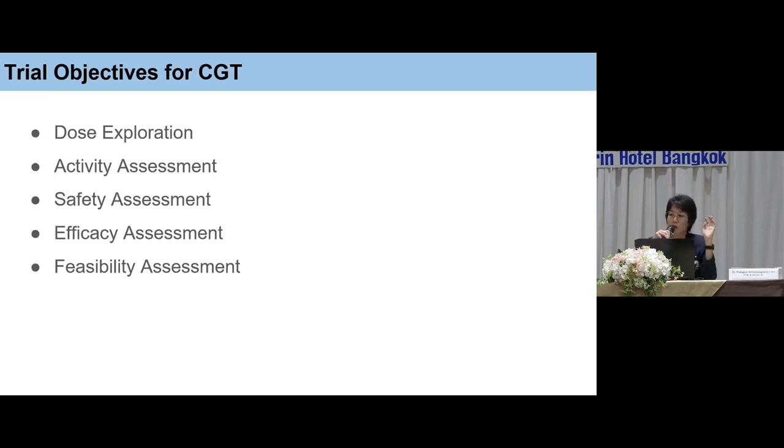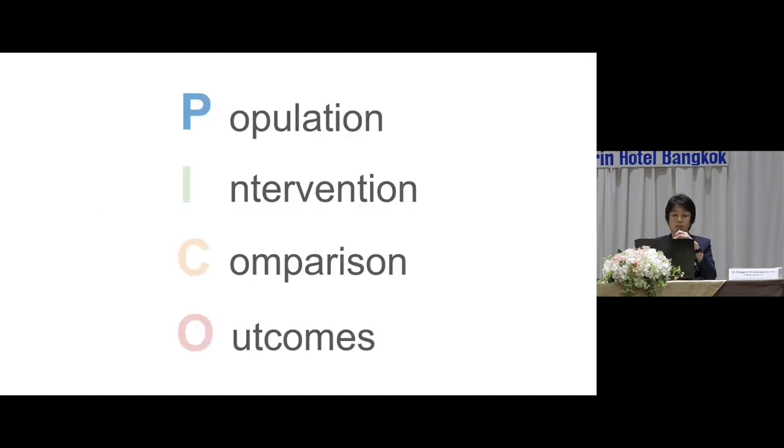So the objectives of a trial to investigate the efficacy and safety of CGT involve 5 areas. The first is dose exploration for early phase. The second is activity assessment, then safety assessment, efficacy, and feasibility. Because delivering the treatment is a very complicated procedure, we have to assess whether, if this goes to the market, it would be applicable to the public at all.